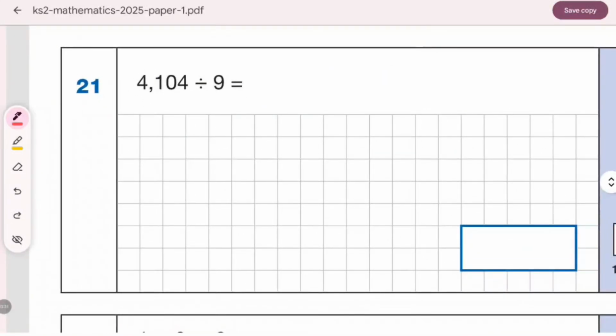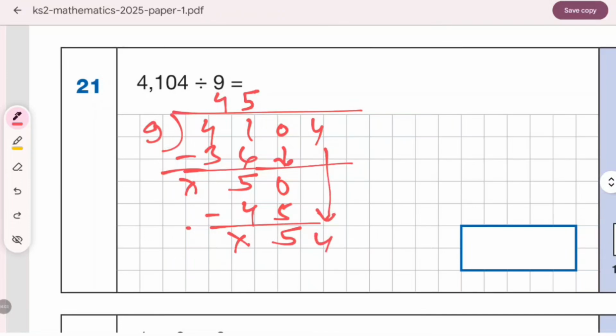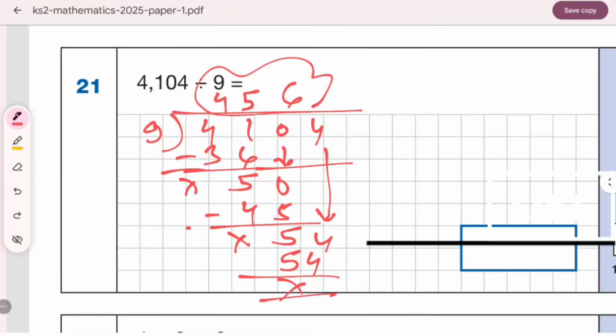Now it's time for solving question number 21. Again we have a very simple division. So yes, we will divide 4,104 by 9 using the column method. In the 9 table, 41 is divisible 4 times, that will be 36 with remainder 5. Now the 0 comes down. In the 9 table, 50 is 5 times, that will be 45, again with remainder 5, and the next number 4 comes down. In the 9 table, 54 is completely divisible 6 times. In this way we get the answer for question number 21 as 456.